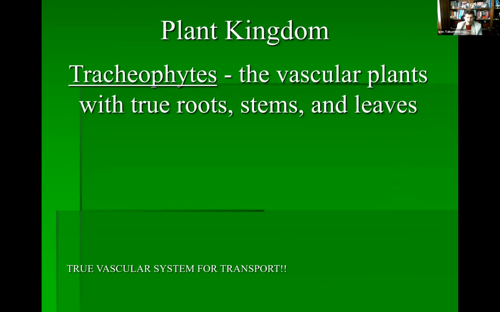However, now we start talking about the next group, the more advanced group of the plants known as the tracheophytes. It's not the official group. Tracheo means what? Tube. Phyto means plants. Plants with tubes, known as the vascular plants. And I already told you before that the vascular system is nothing else but a system of tubes for transport.